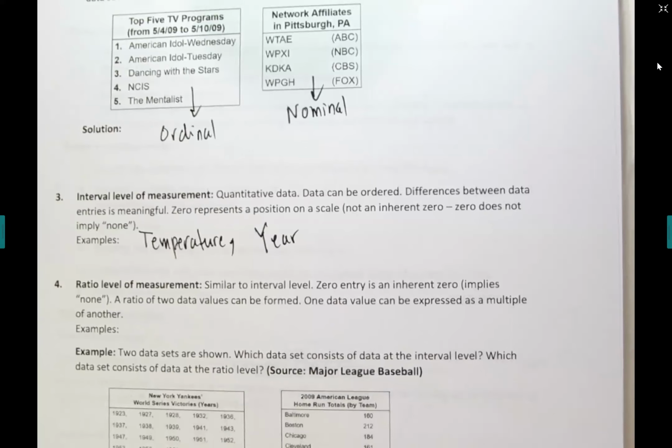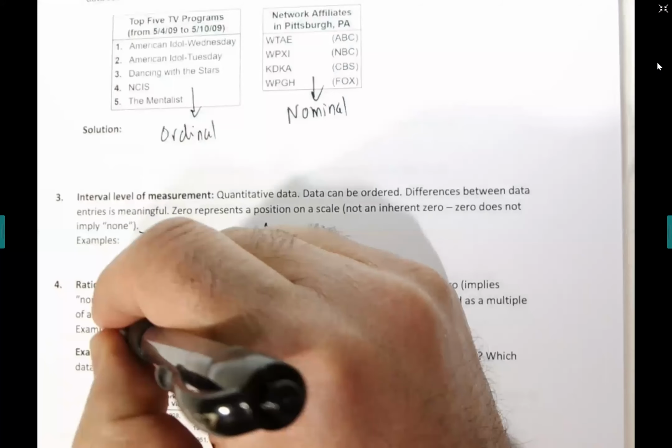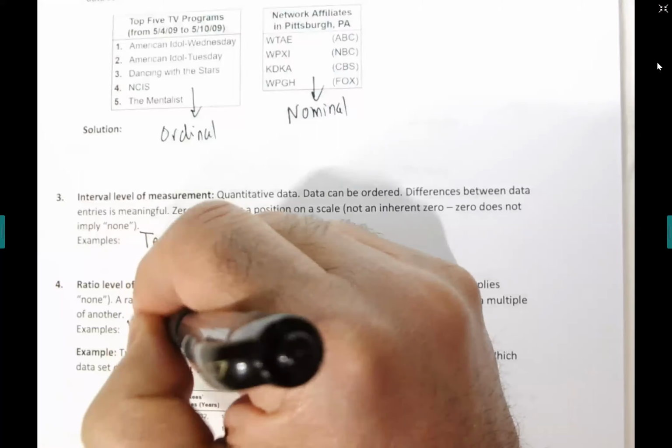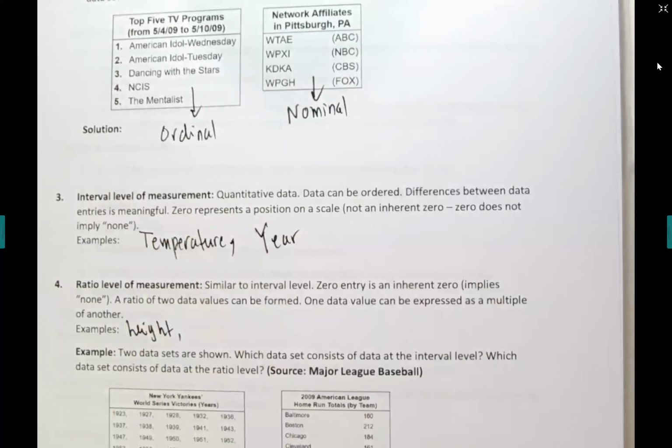Can you give me some examples for ratio? So anything probably you can think of, guys, other than temperature and year should work. What would you say? Height? Is it a ratio? Yes. If I say 0 height means 0 inches, nothing.